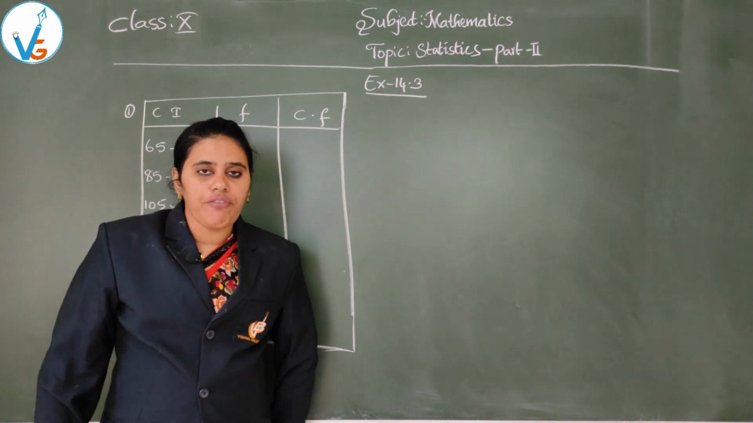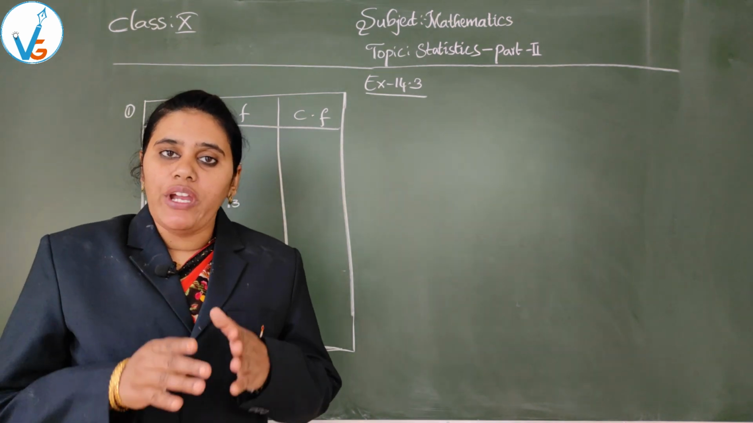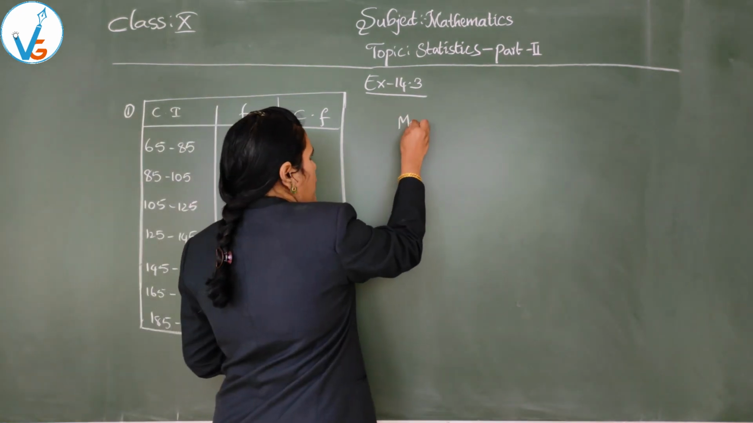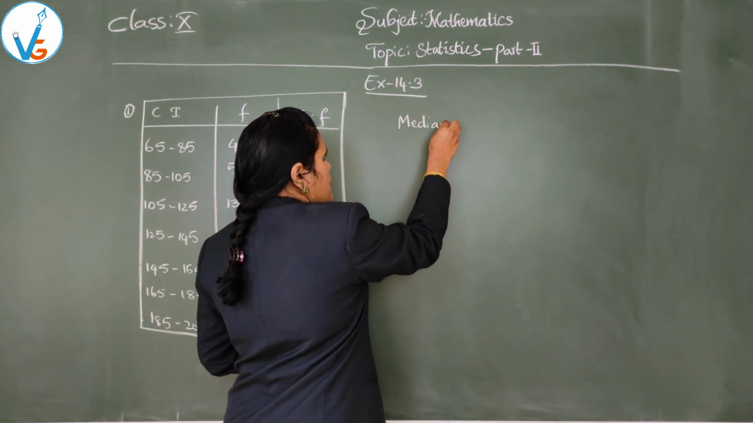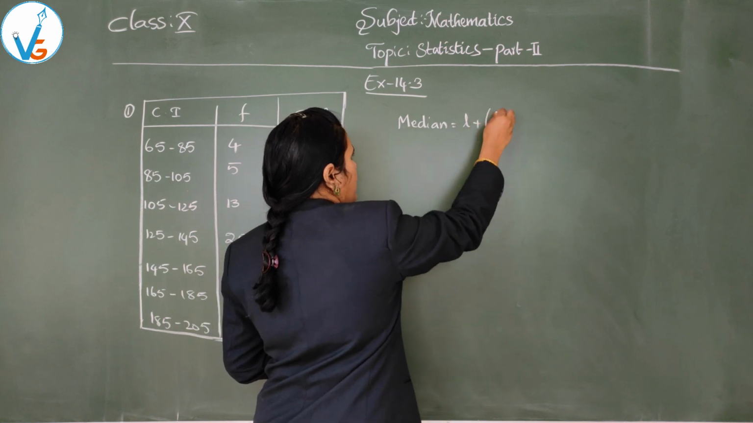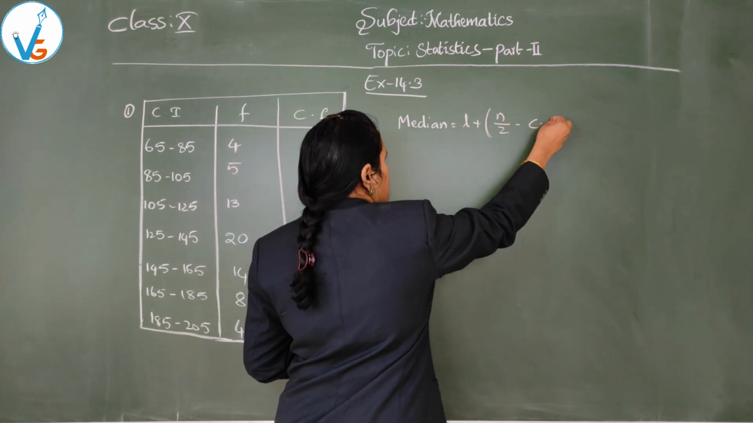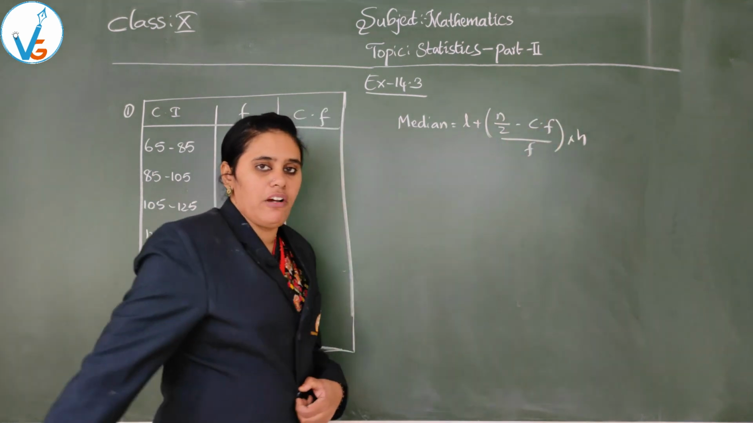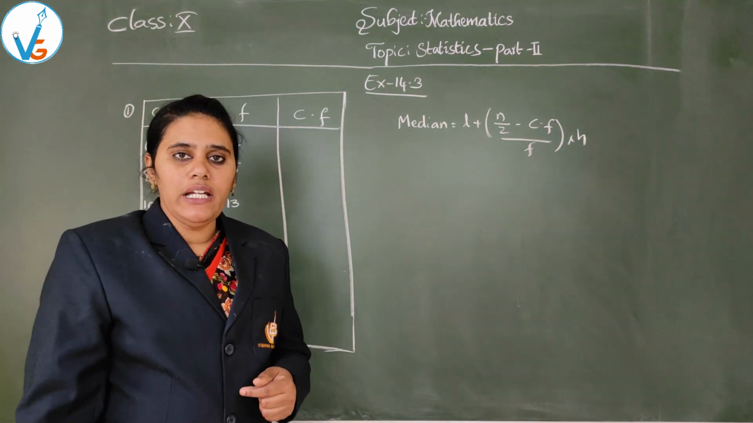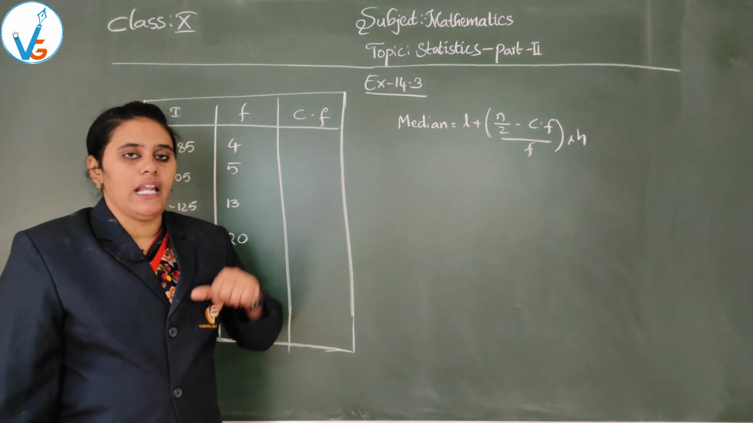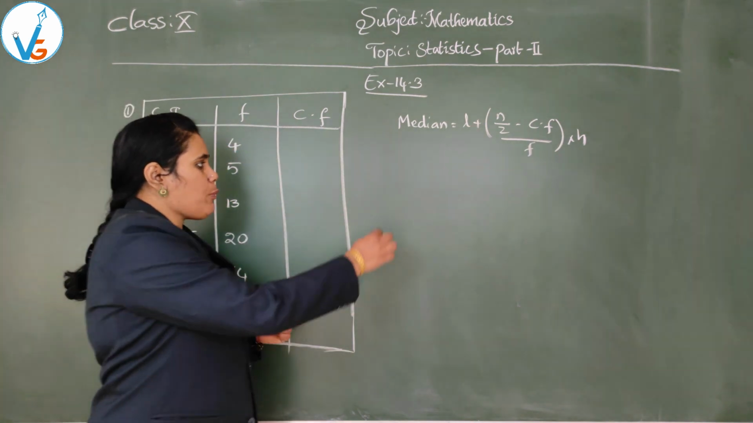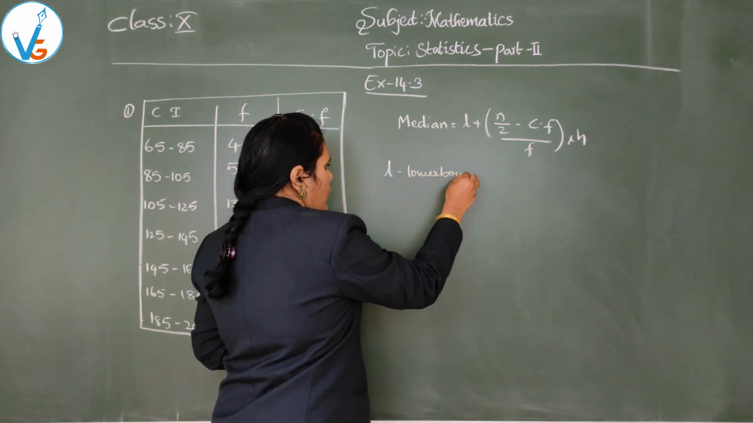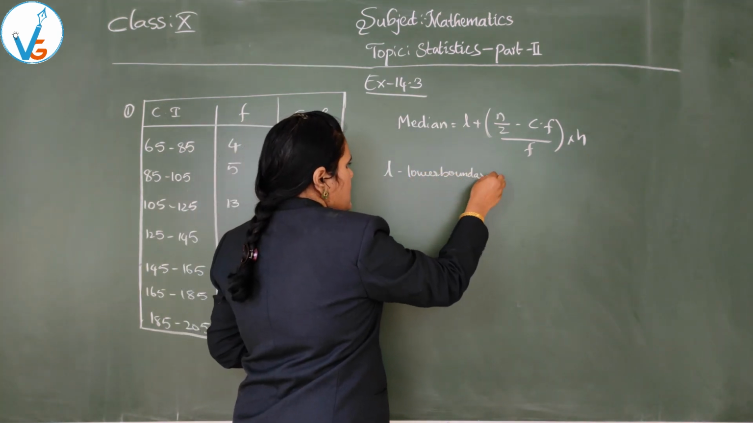First of all, to find the median, we have to know the formula of the median. What is the formula for the median? Median is equal to L plus (N by 2 minus CF) by F into H. Now, what is our L? L is the lower boundary of the median class.